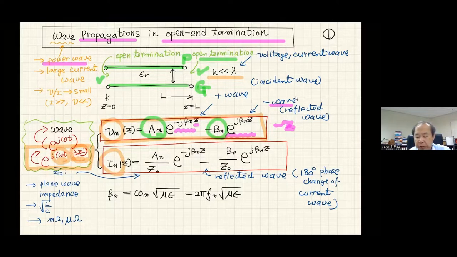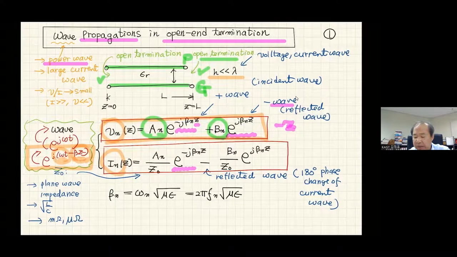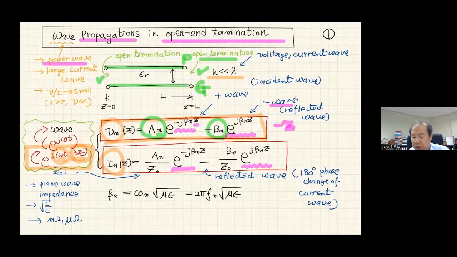Now, if we have a voltage wave in this power and ground plane, we're going to have a current wave. We also have two waves. One wave is a component propagating in the z direction. The second current wave is a wave propagating in the minus z direction, which is actually a reflected wave. That means between the power and ground planes, we're going to have two waves, voltage and current waves. And for each of them, we're going to have a positively traveling wave and a negatively traveling wave. The relationship between the positive and negative traveling waves will be determined by the end terminations.